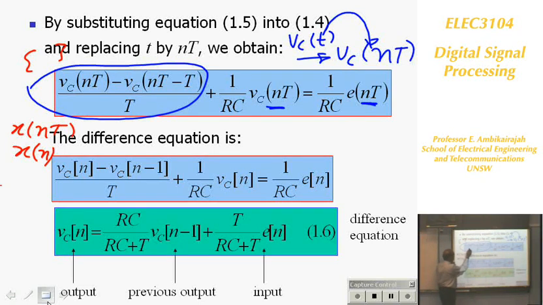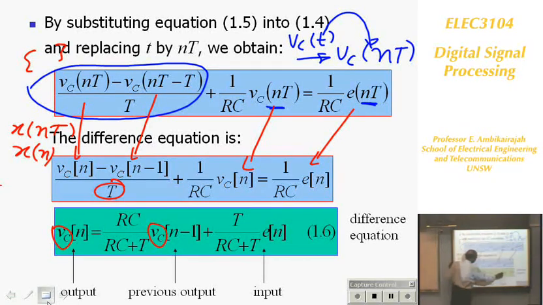Now, if I remove the nT, this will become Vc[n], this will become Vc[n-1], remember? And T will still be there for that. Then this will become Vc[n], this will become e[n]. Now I've got an equation. If we just move this around and try to find the value of Vc[n], it equals a constant times Vc[n-1] plus a constant times e[n].